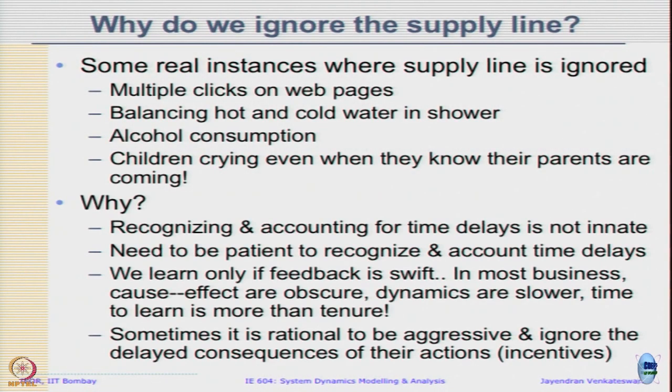Why do we ignore the supply line? Because recognizing and accounting for time delays is not at all innate. We are used to taking short term and very quick feedbacks. We don't account for a very long term effect that can occur. We look at what is happening now, that is the inventory kind of thing. Now this is what is happening, okay, let me take a decision right now. We don't care about what is in the stock, what comes later and things like that.